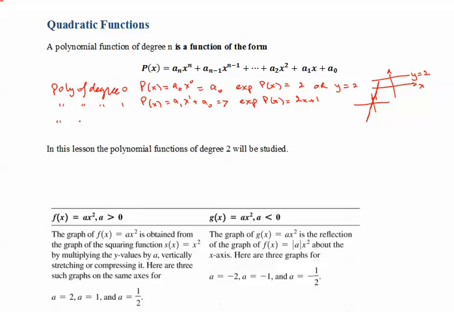Now a polynomial of degree 2 will be p of x equal a2 x squared plus a1 x plus a0. And an example would be p of x equal 2x squared plus 4x plus 1. So what we're going to study in this lesson is a polynomial of degree 2, or quadratic functions.